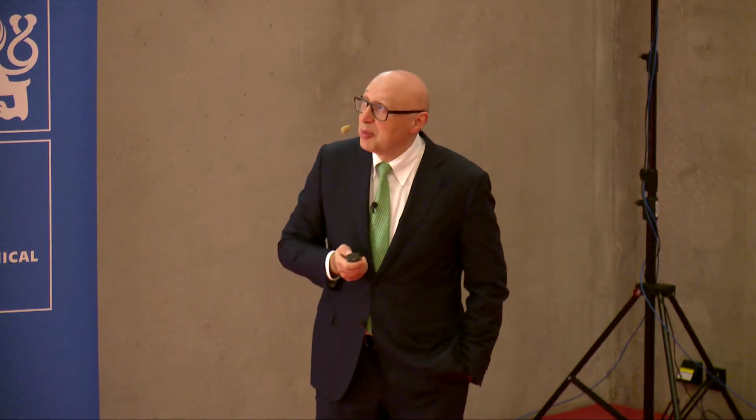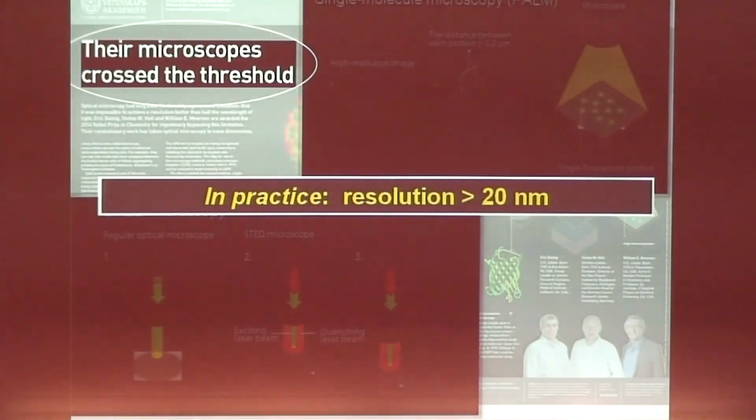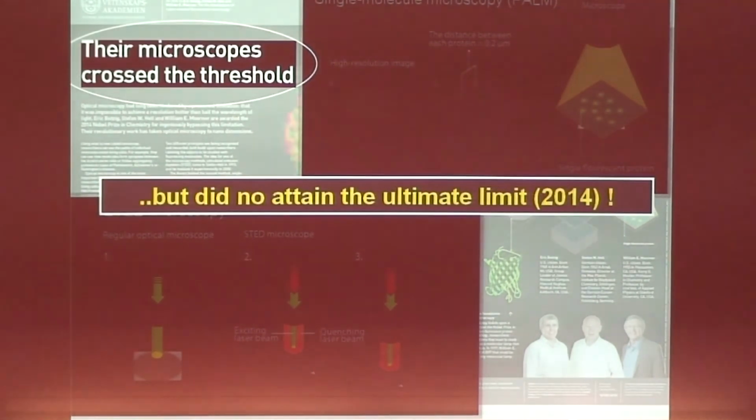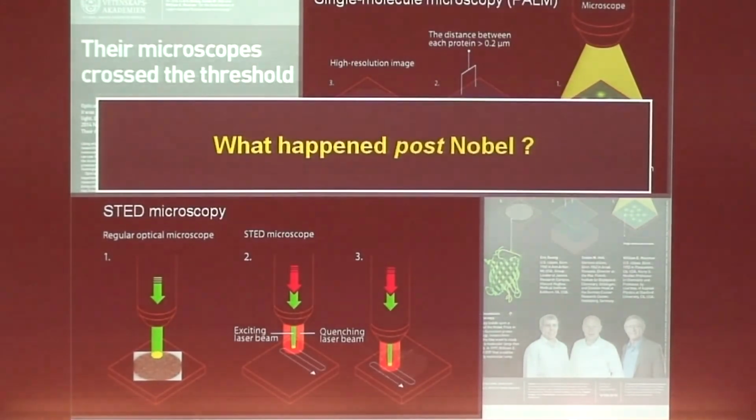But of course, a factor of 10 is a lot. This is why the Nobel Prize was awarded. And so I felt, after having won the prize, we should not just cross the threshold, we should finish off this story and really get down to the 1 nanometer resolution that was conceptually possible. So I went back to Göttingen and said, okay, we have to attain the ultimate limit and do something.